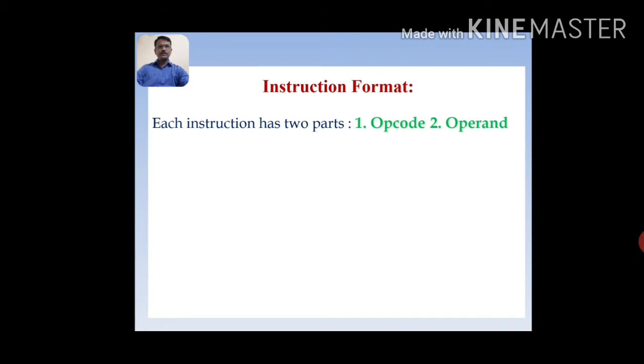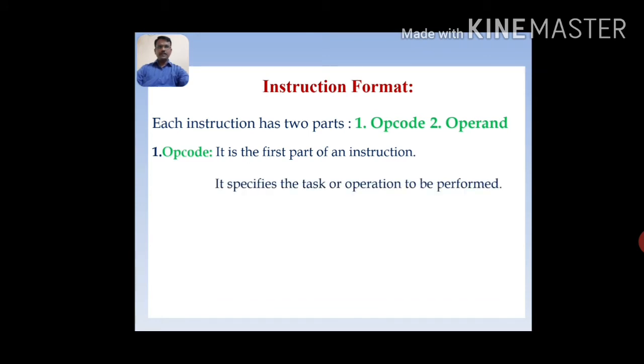Each instruction has two parts. First one is opcode and second one is the operand. Opcode is the first part of an instruction and it specifies the task or operation to be performed. By using a microprocessor, one can perform various operations like data transfer, meaning data will be transferred from memory to processor or vice versa. One can perform arithmetic operations such as addition, subtraction, increment, decrement. One can perform logical operations like logical AND, logical OR, logical XOR, complement, compare, etc.